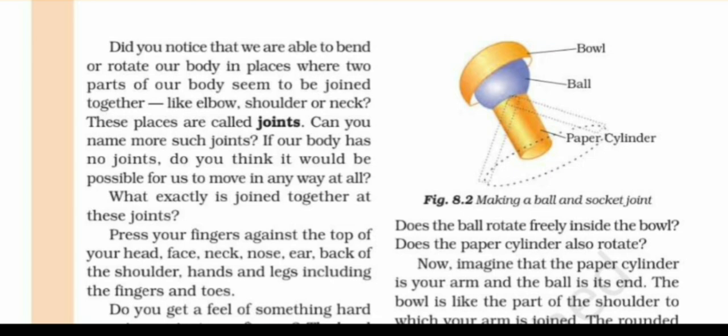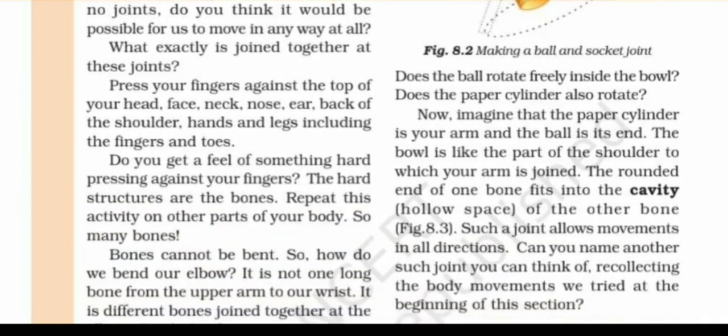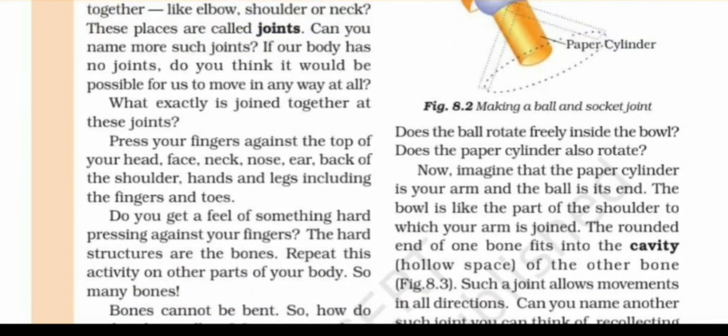Put the ball along with the paper cylinder in the bowl, and then try to rotate the paper cylinder like a handle. You can see that you can easily rotate the ball with the help of the cylinder in the bowl. In this way you have created a model of a ball and socket joint. Does the ball rotate freely inside the bowl? Does the paper cylinder also rotate?